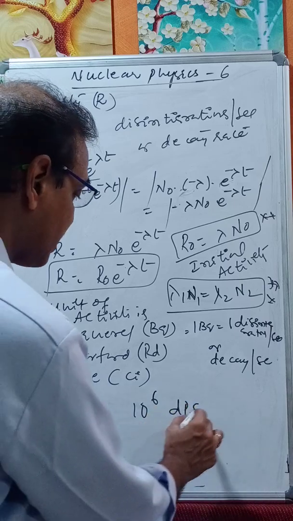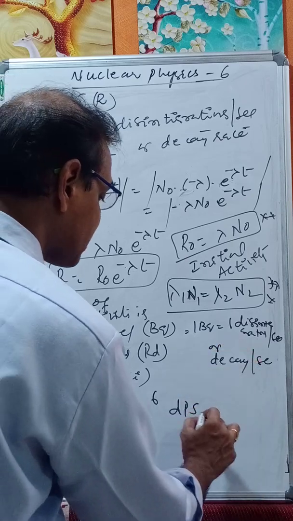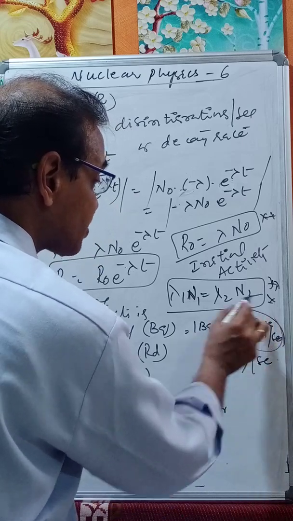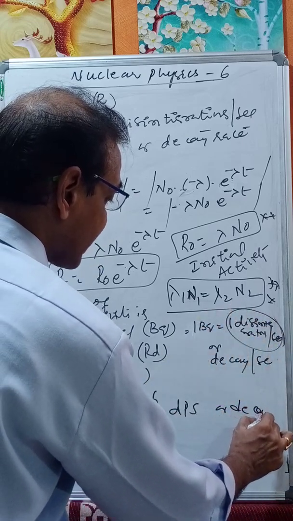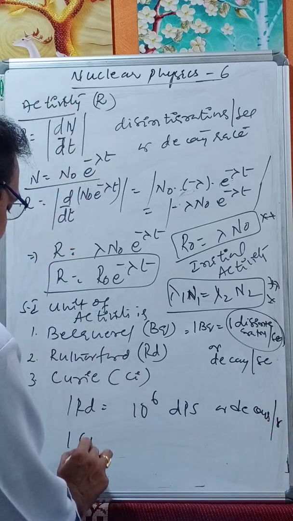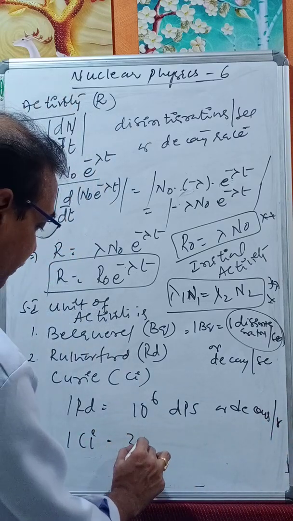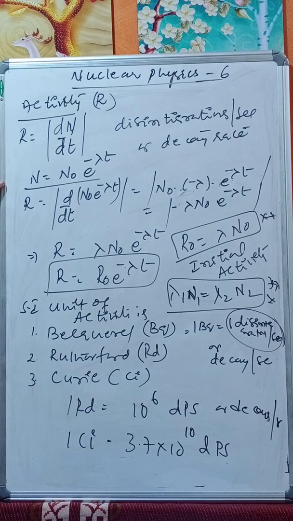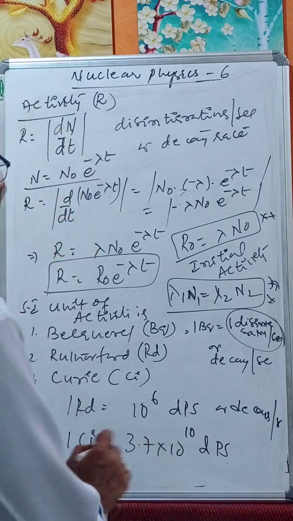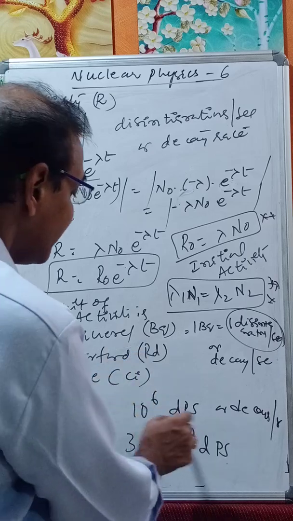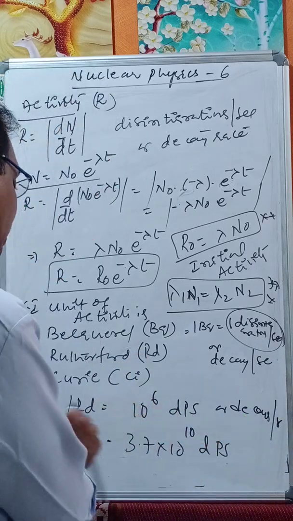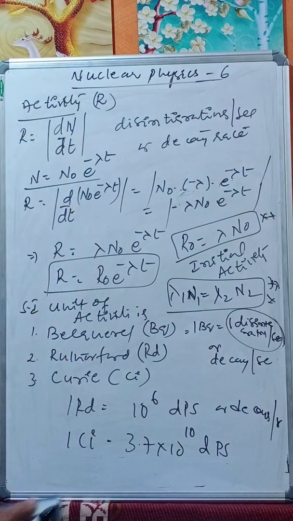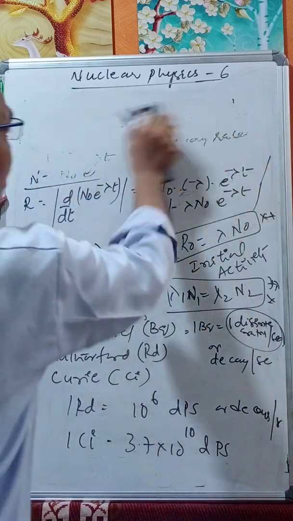DPS means disintegrations per second or decays per second. Similarly, 1 Curie is equal to 3.7 into 10 power 10 DPS. If you are given Curie, you have to always do the problem in disintegrations per second only. Therefore, if you are given Rutherford, multiply with 10 power 6. If you are given one Curie, multiply with 3.7 into 10 power 10. So this is activity.